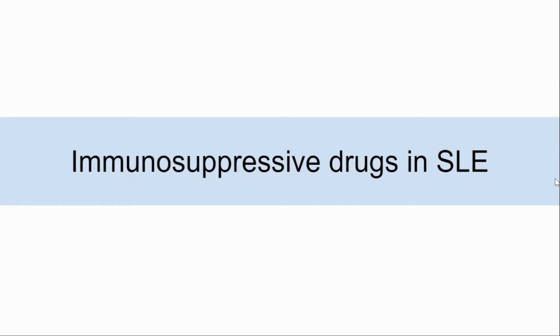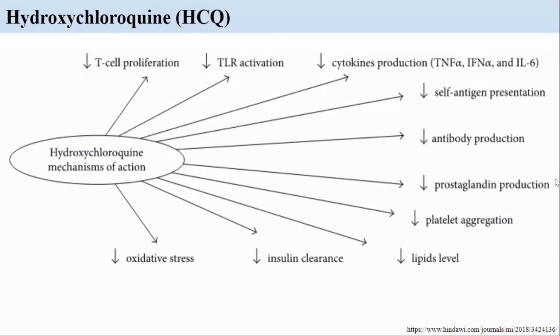Next slide, please. This is an example of an immunosuppressive drug. You can see hydroxychloroquine, and I think anyone here has probably heard about this drug. It is an anti-malaria drug as well. But in this case, you can see the mechanism of the drug. HCQ decreases T cell proliferation, decreases TLR activation, and decreases cytokine production. Also, it can reduce antibody production.